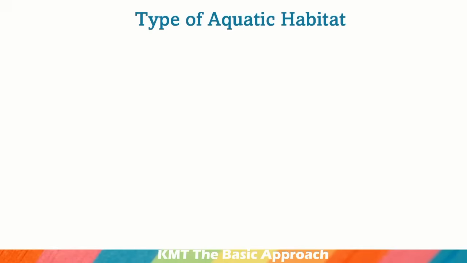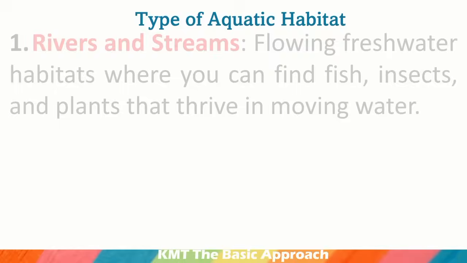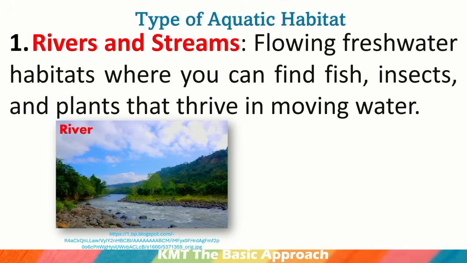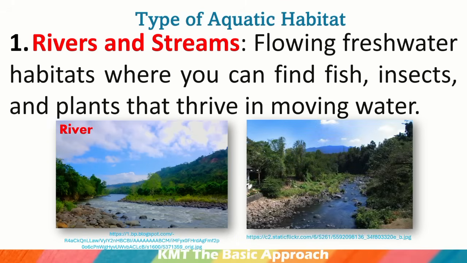Type of aquatic habitat. Number 1. Rivers and streams. Flowing freshwater habitats where you can find fish, insects, and plants that thrive in moving water. The terms stream and river are often used interchangeably, but rivers typically describe larger bodies of flowing water, while streams are smaller in size.